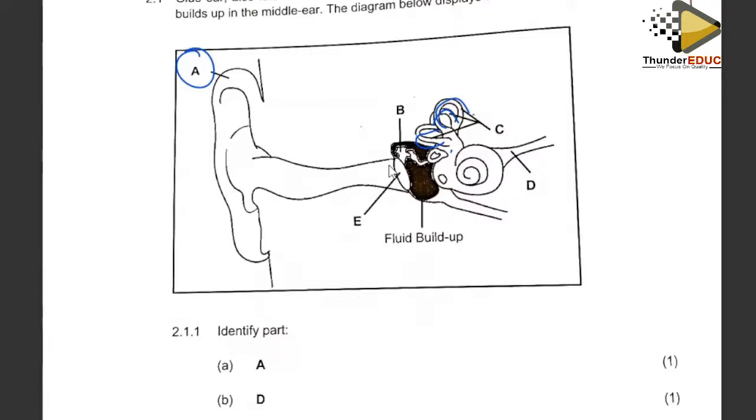Since they are arranged in right angles, they are able to detect the movement in all three planes. So the arrangement is at right angles for what? For detecting motion or movement in three planes. Yes, they don't stop there.